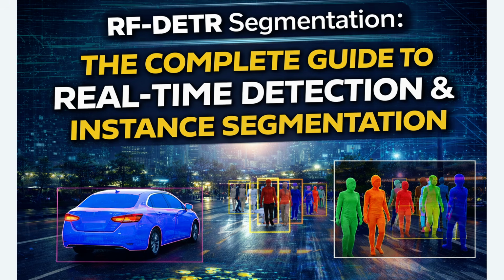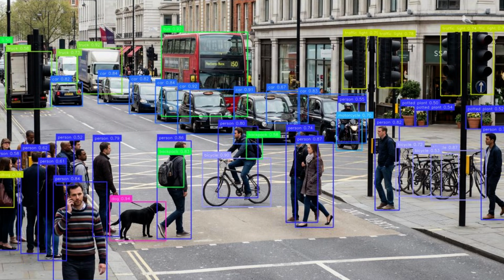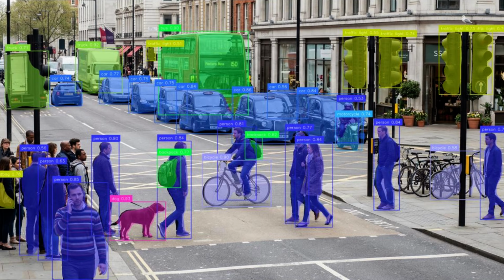YOLO has ruled real-time detection for years, but the transformer revolution just shattered its records. Today, we're exploring how RF-DETR-Seg brings pixel-perfect masks to real-time vision, dethroning the legacy models.